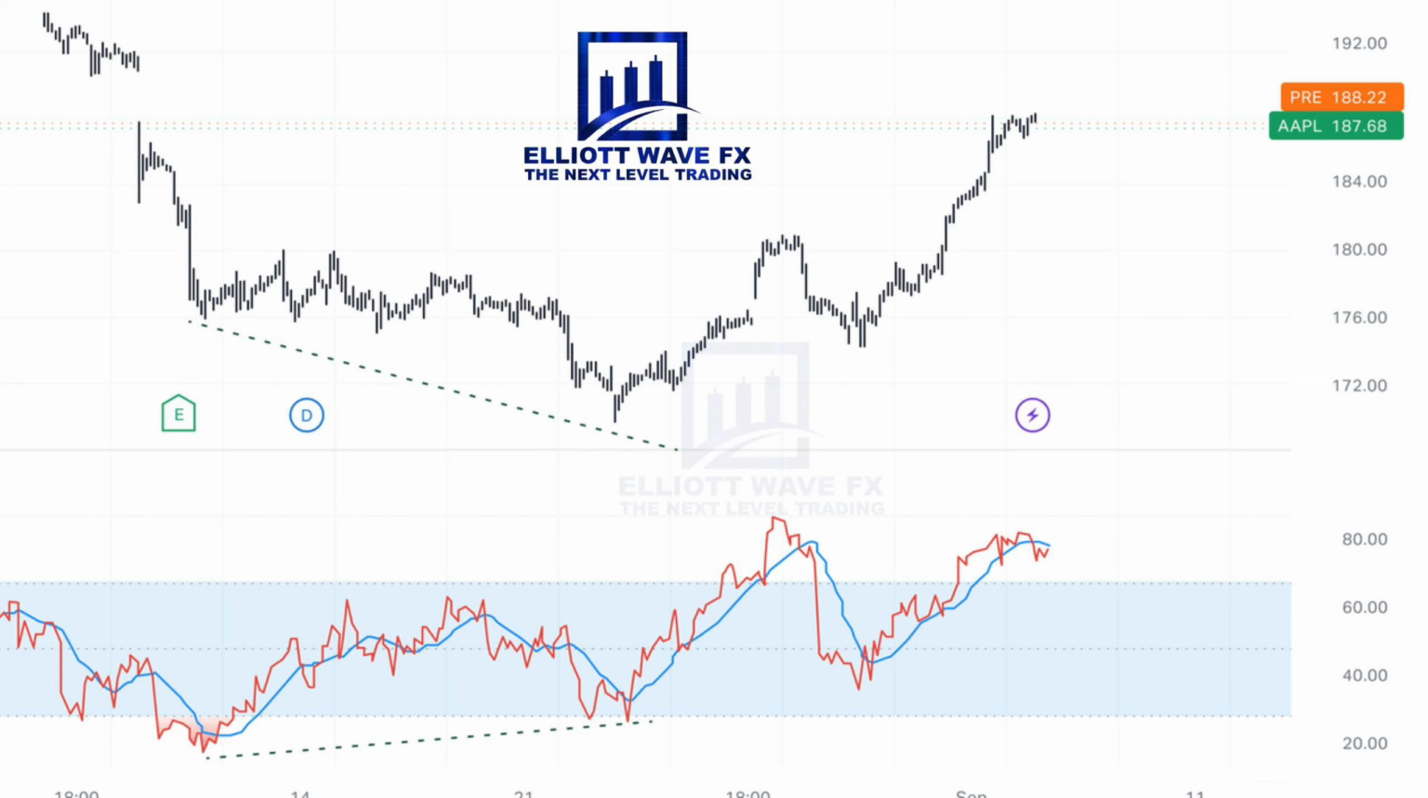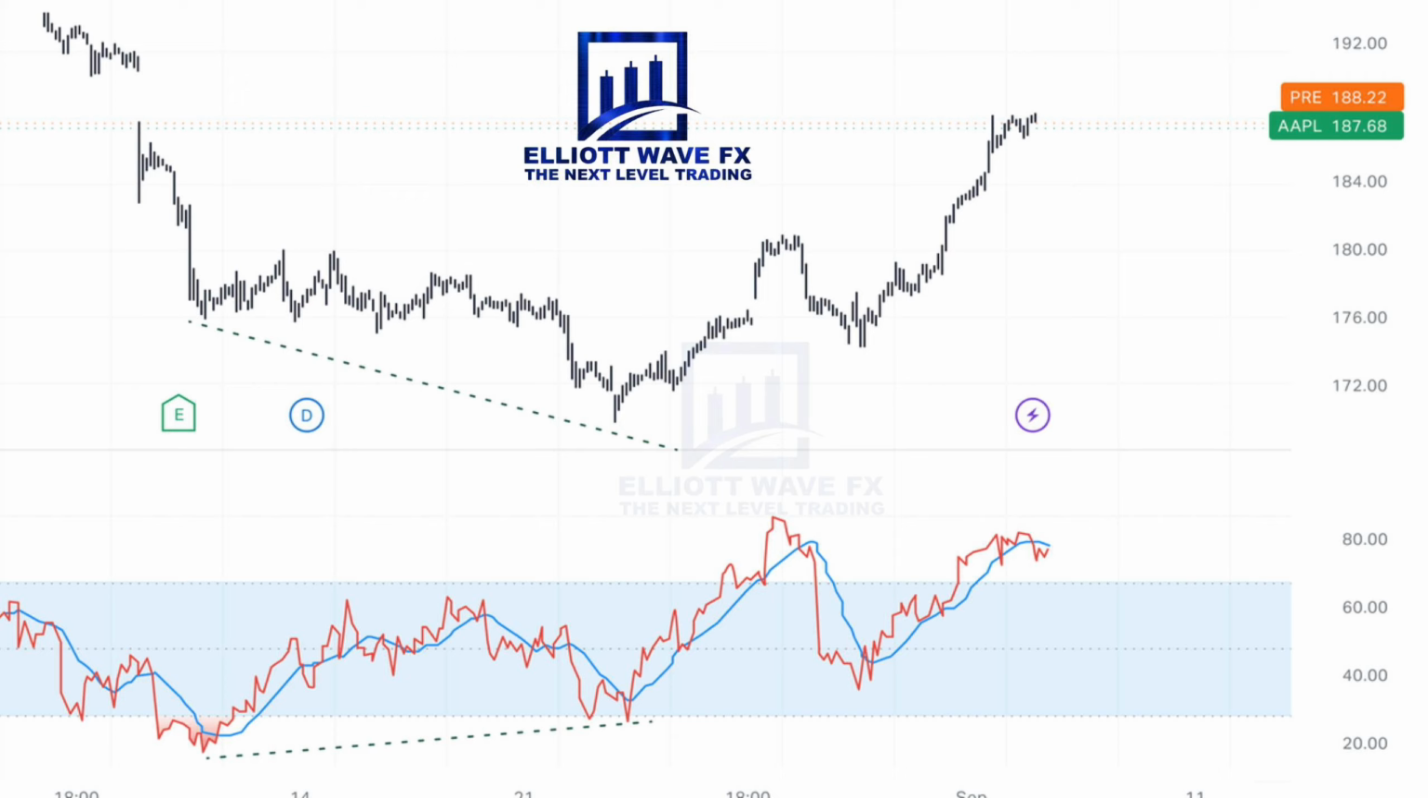Regular divergence, trend reversal signal. Bullish divergence occurs in a downtrend. The asset's price makes a lower low, but the RSI makes a higher low. This suggests that despite the falling price, the selling momentum is weakening, signaling a possible upward trend reversal.